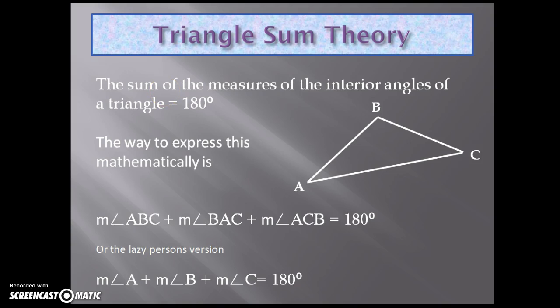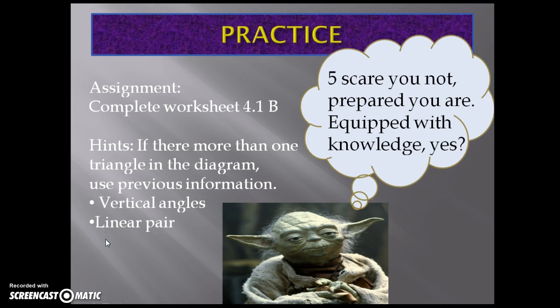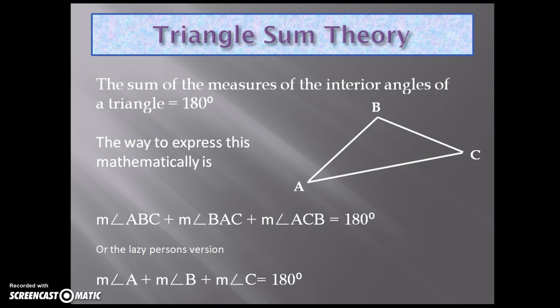The way to express this mathematically is to say the measure of angle, let's jump back there. The measure of angle ABC, so we're talking about this angle right here. The measure of angle BAC, so we're talking about this angle, or the measure of angle ACB, which is this angle right here, are going to equal 180 degrees. Another way we can say it, because we're only dealing with one triangle, is the measure of angle A plus the measure of angle B plus the measure of angle C equals 180 degrees.